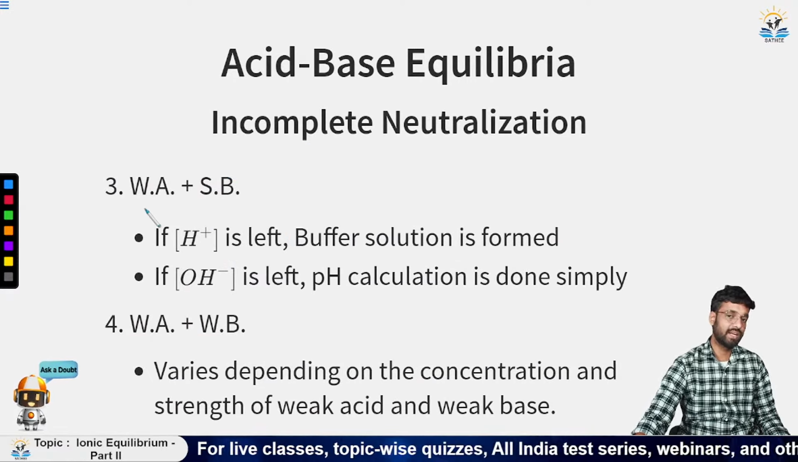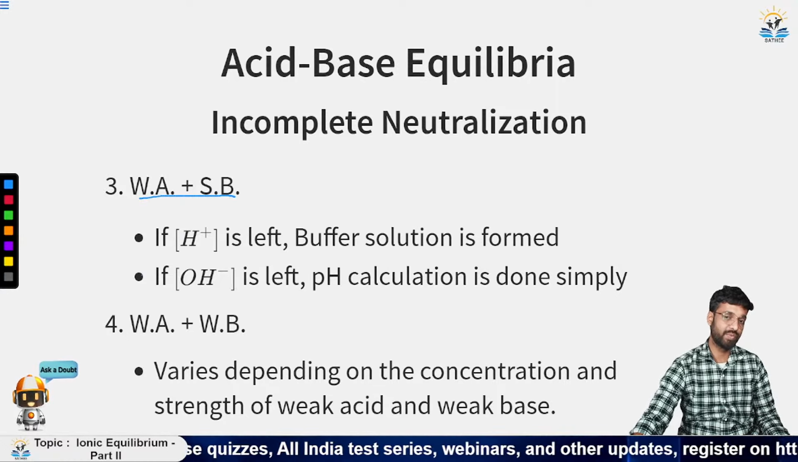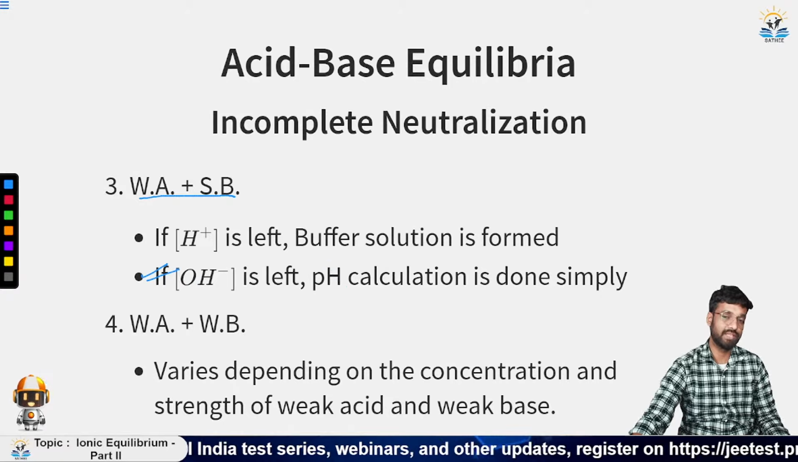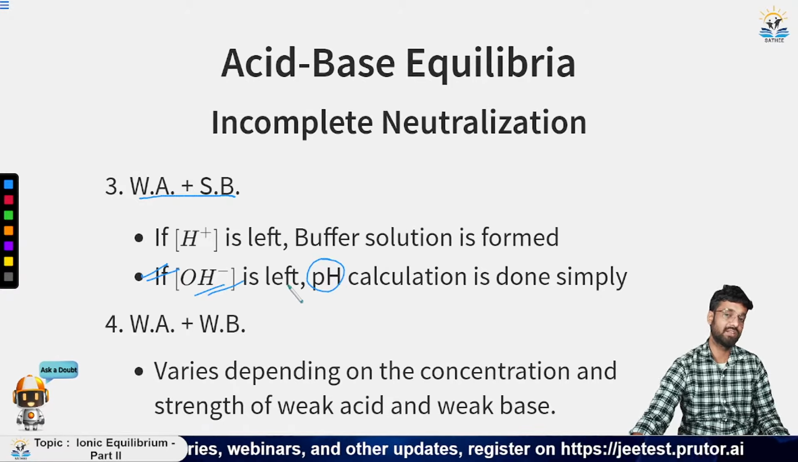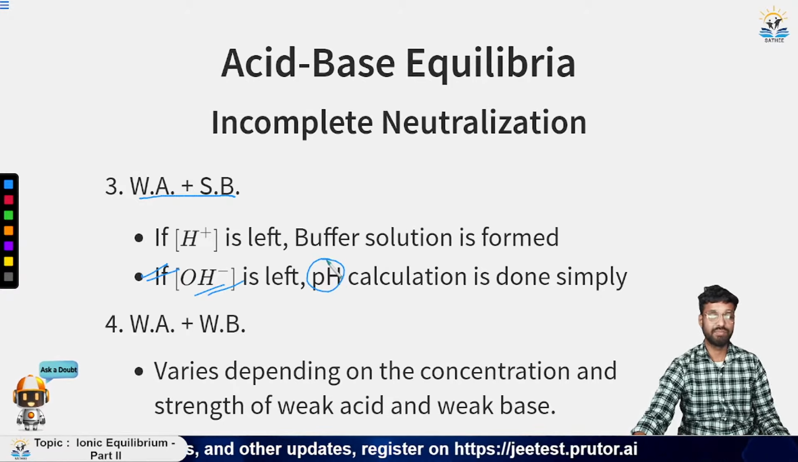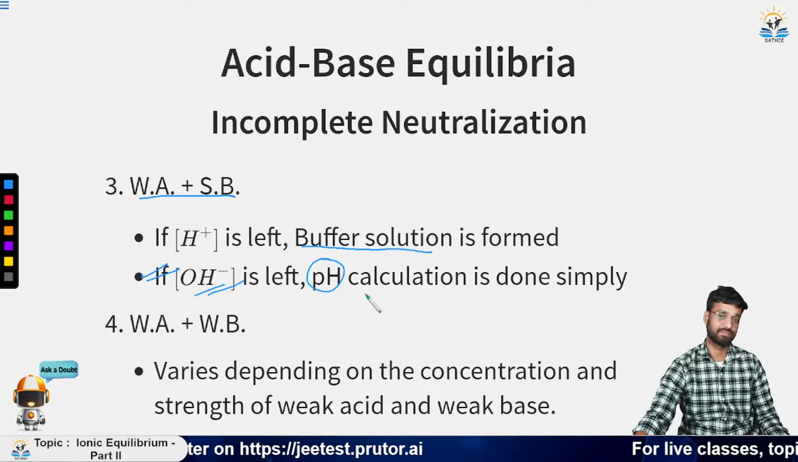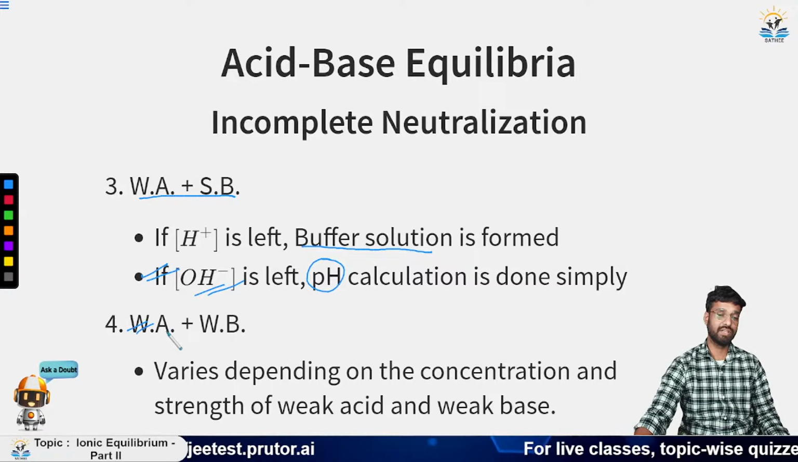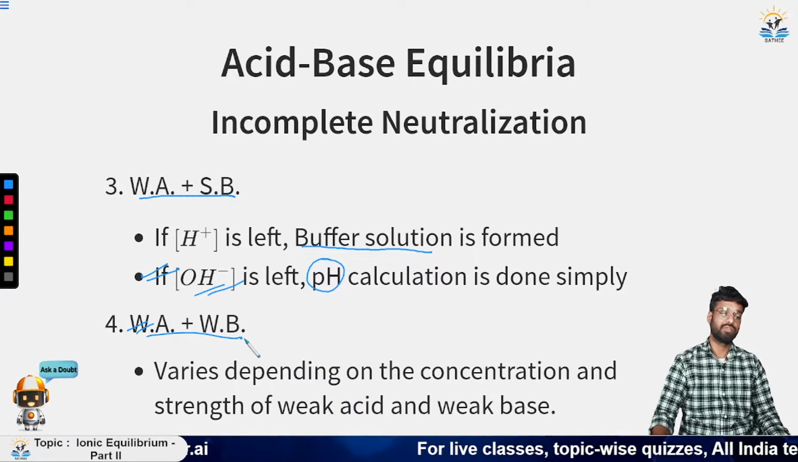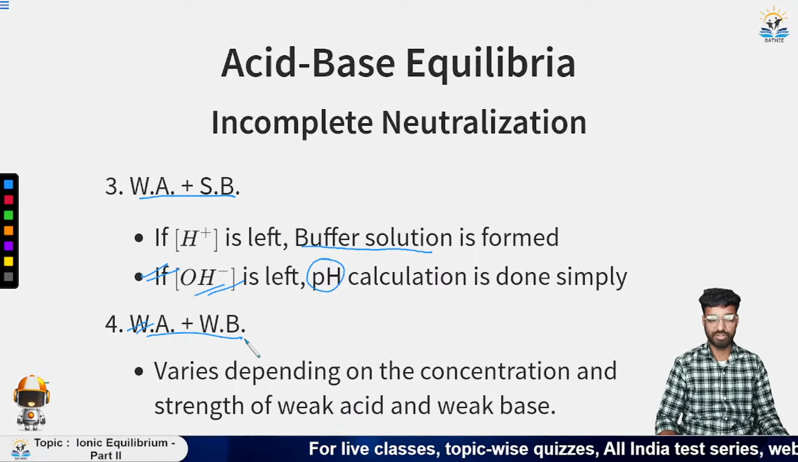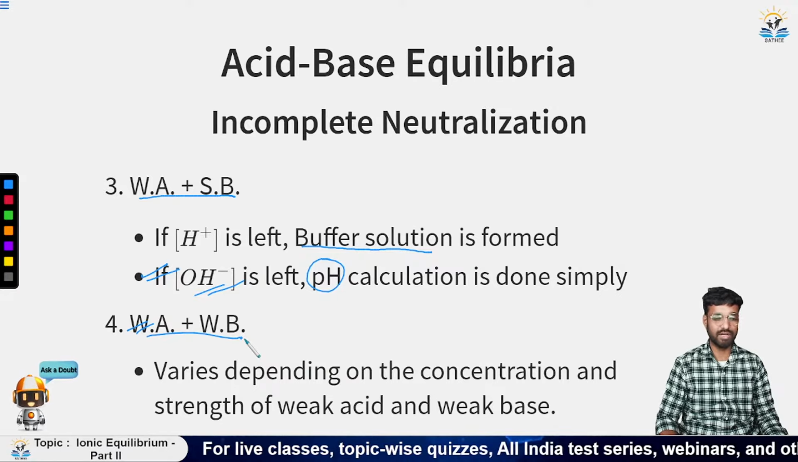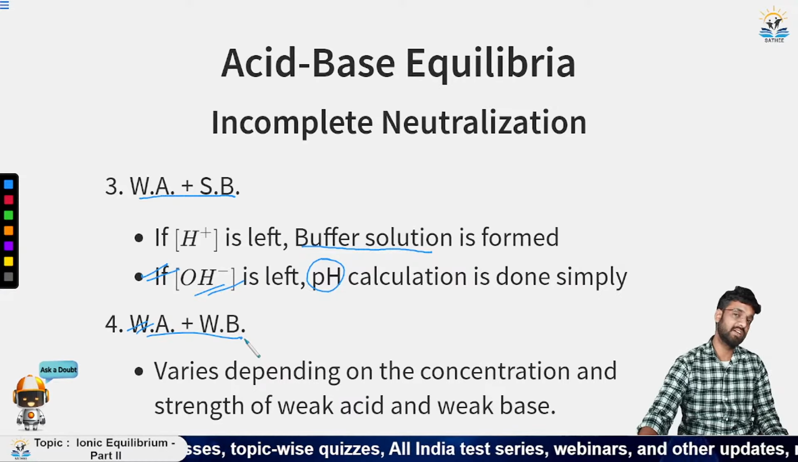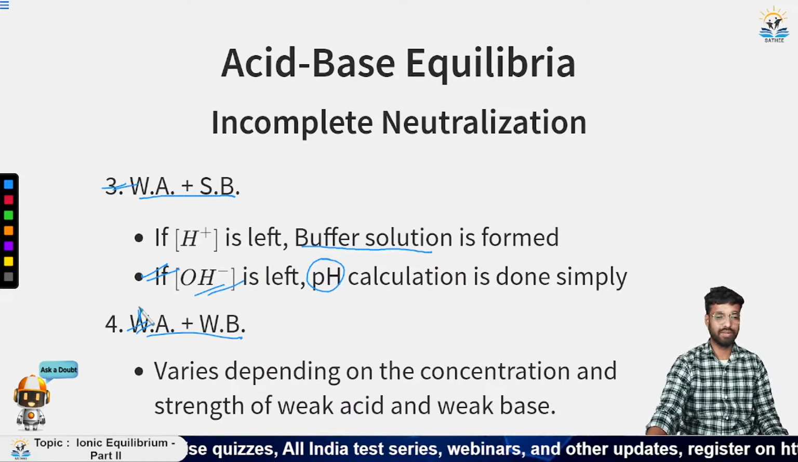Now, the second case is a weak acid and a strong base. Again, if the strong base is present in excess, you will simply do the pH calculation from the remaining OH-. But if H+ concentration is left, then again a buffer solution is formed. Now, the fourth one is weak acid and weak base. It also forms a buffer solution, so we will not look at it qualitatively. We will only consider the three cases up to here.